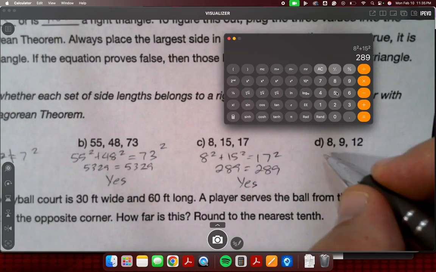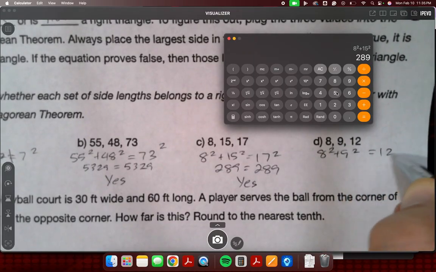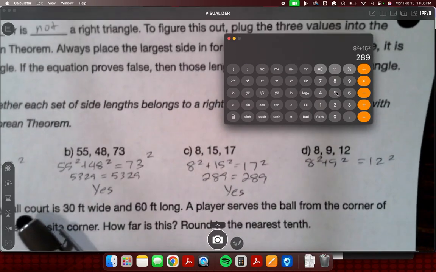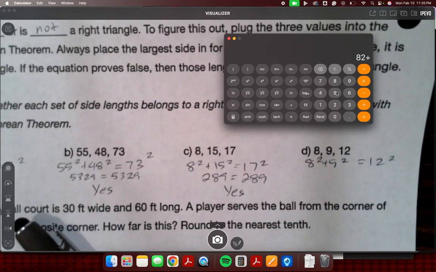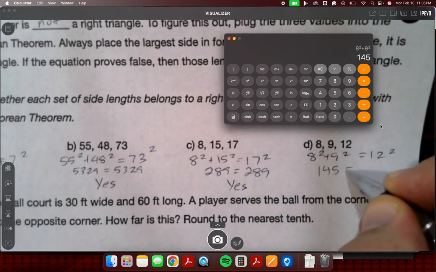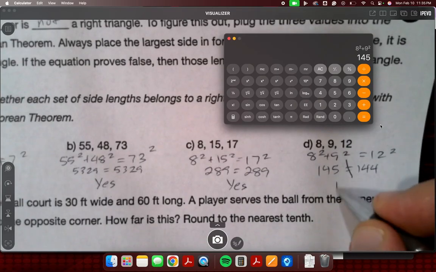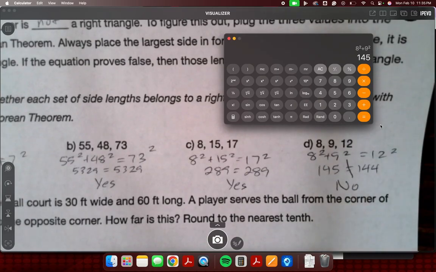So for the last one, we plug in 8 squared plus 9 squared equals 12 squared. So we want to see if those are equal. 8 squared, let me try that again. 8 squared plus 9 squared is equal to 145. But 12 squared is equal to 144. So that's actually pretty close. But they are not equal, so this cannot create a right triangle.